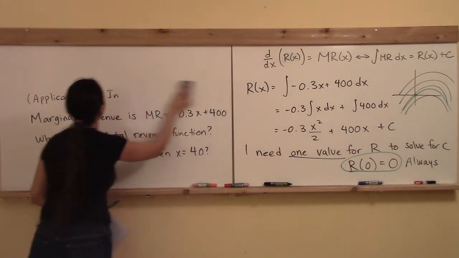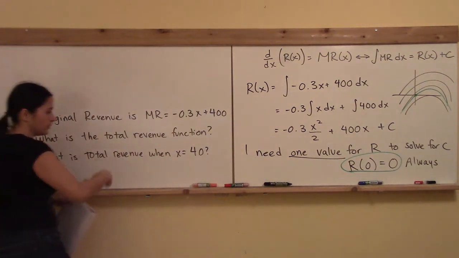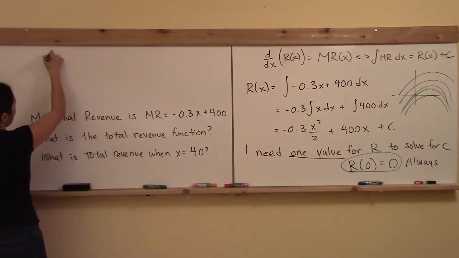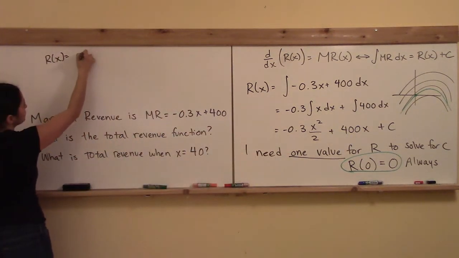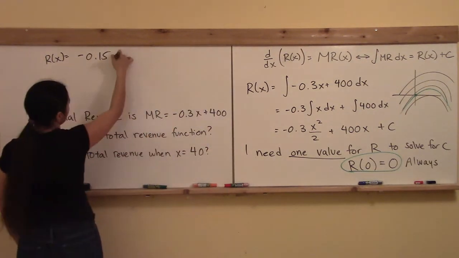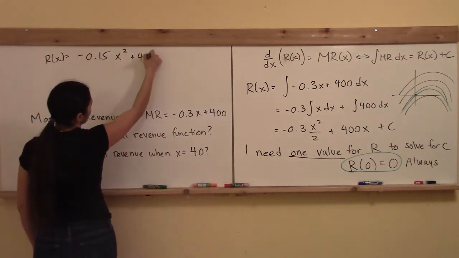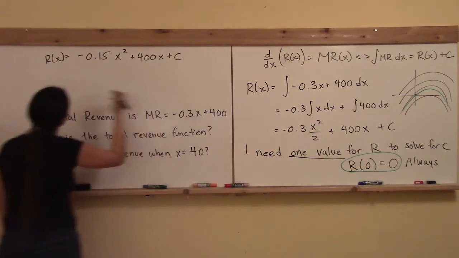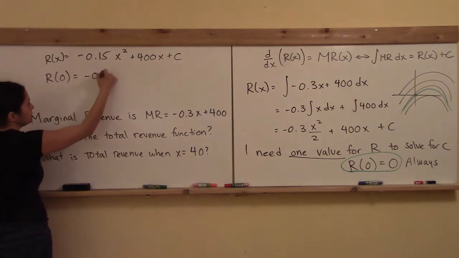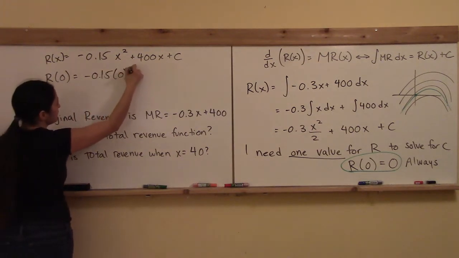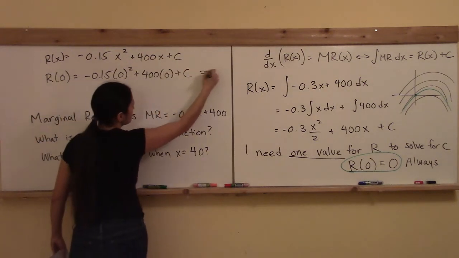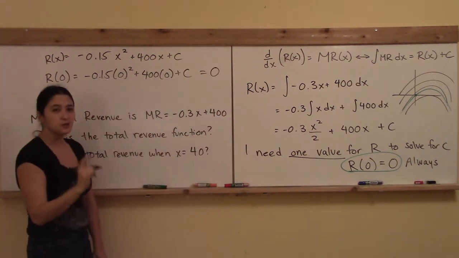Now I'll show you how I solve for the plus c at this point, given the information that r of 0 is equal to 0, and the fact that r of x is equal to negative 0.3 divided by 2, which is 0.15, x squared plus 400x plus c. I also know that r of 0, which is this function plugged in when x is equal to 0, has to be equal to 0. That's why I need the point.